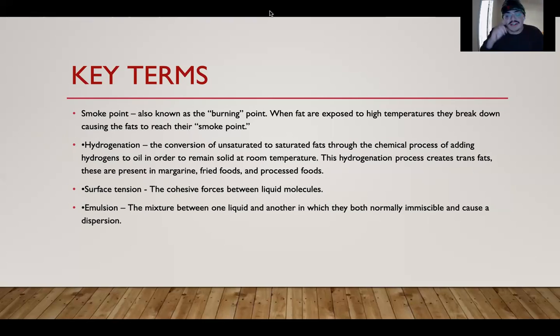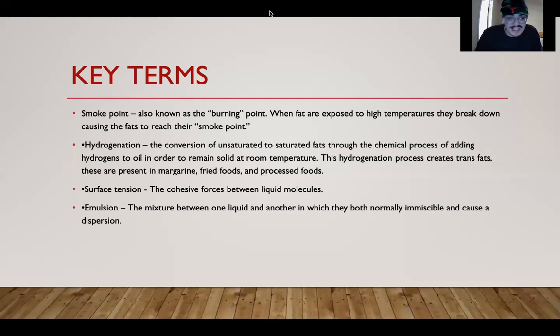Hydrogenation. So this is the conversion of unsaturated to saturated fats through the chemical process of adding hydrogens to oil in order to remain solid at room temperature. This hydrogenation process creates trans fats, and these are present in margarine, fried foods, and processed foods.